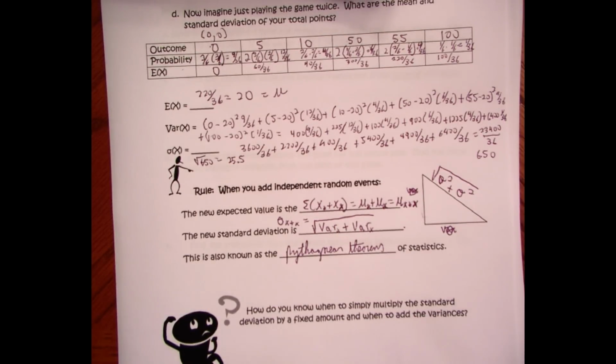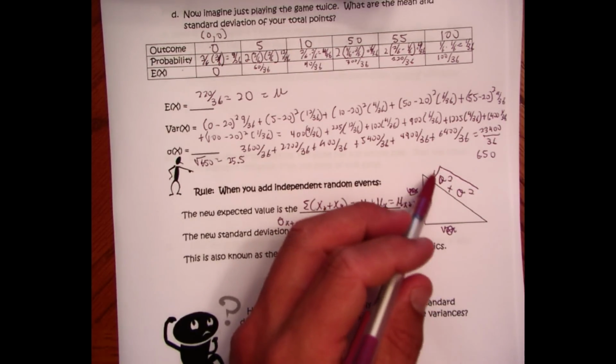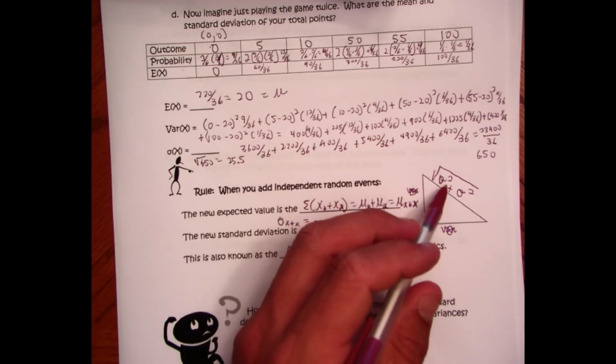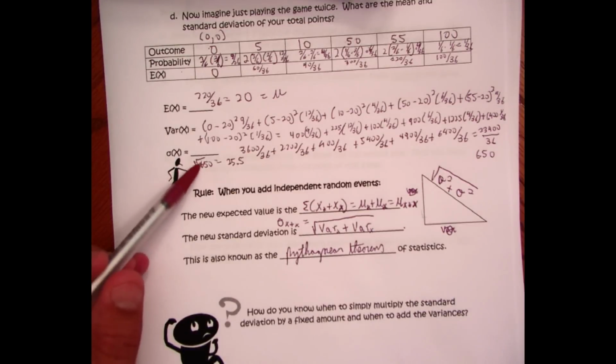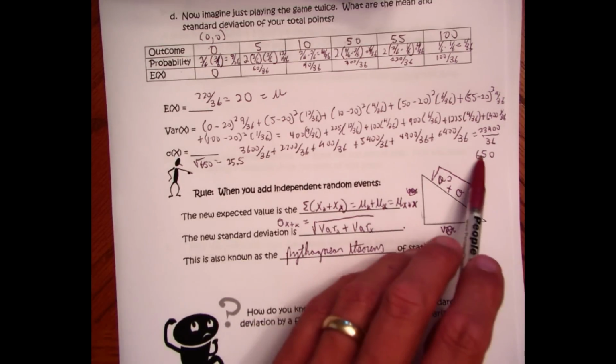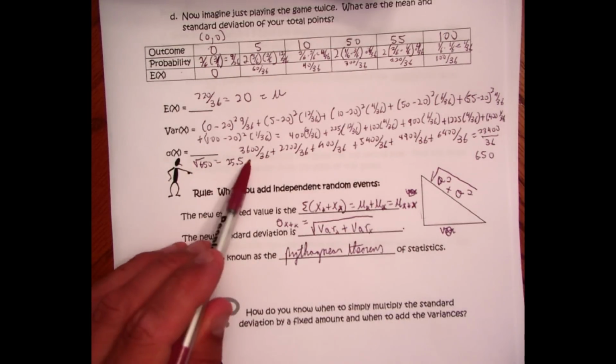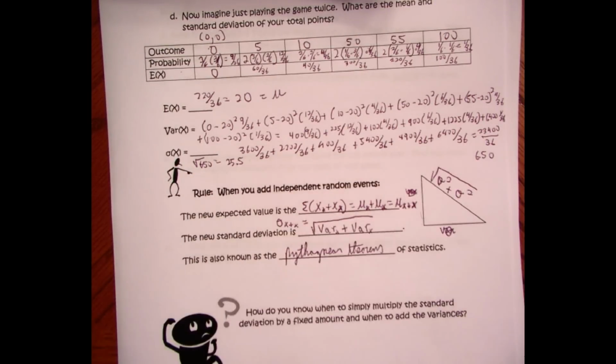Okay, so what are you doing here? You're adding the variances. That's the whole point. So if I play a game more than once, I don't add the standard deviations, I add the variances. Well, how do I get the variances? I square the standard deviations. It's the opposite of when you went from variance to standard deviation. You took the square root. Well, to go from here back to there, you've got to square it.